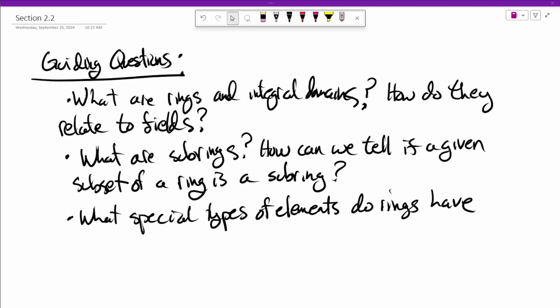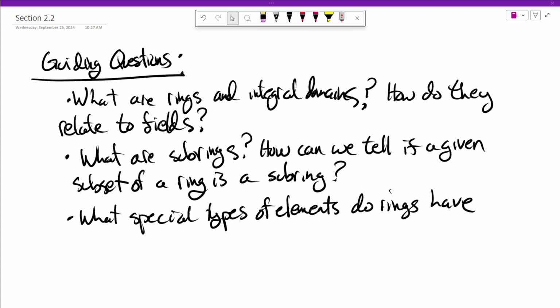In this first part of section 2.2, we're going to go over some of the main questions we're going to try to answer in this section on rings. So the first thing we're going to ask is, well, what is a ring? And what are these things called integral domains? They're certain special types of rings that we're going to focus a lot of our attention on.